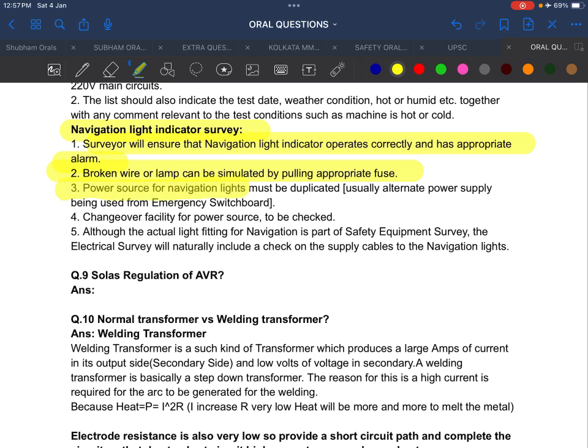The power source for the navigation light must be duplicated, usually an alternate power supply from the emergency switchboard. They are checking whether the power supply is duplicated, because they are supplying from the emergency power board, and some people, if the emergency power is not working, will connect to the main power and make the duplicate, so you can check this also, you don't bypass this one. Changeover facility for the power source is to be checked. There must be a changeover switch at the navigation, you can check this also, this is safety too. Although the actual lighting of the navigation is a part of the safety equipment survey.